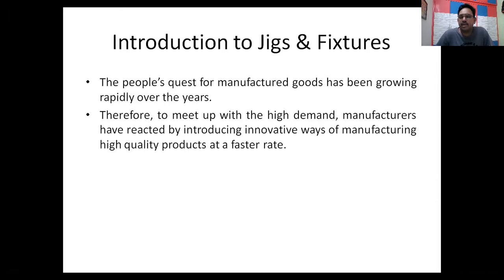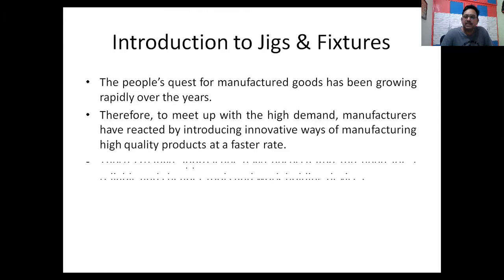To meet this high demand, manufacturers have reacted. Every manufacturing industry has its own innovative ways of manufacturing. They have to do two things: one, produce high quality products; second, produce at a faster rate. Both are present day requirements of the manufacturing industry. And the third one is also there: they have to produce different types of products to satisfy the customer needs. All these things are needed.